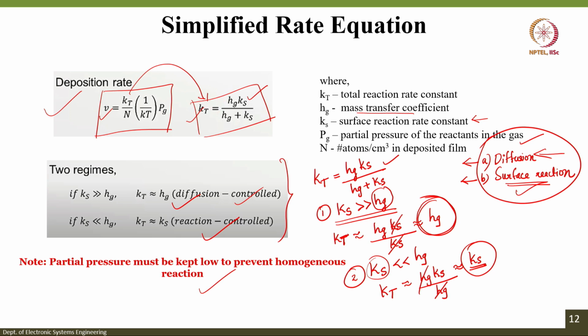But at the same time, from this first equation you can see that to have a higher deposition rate, you should have a higher partial pressure. But if the partial pressure is very high, then homogeneous reactions or gas phase reactions may happen at a faster rate, which would result in poor uniformity of the deposited film. So this is a trade-off between the partial pressure, the growth rate and the film quality. So we always try to maintain the partial pressure so that we have an acceptable deposition rate, and heterogeneous reactions are preferred in the CVD chamber.